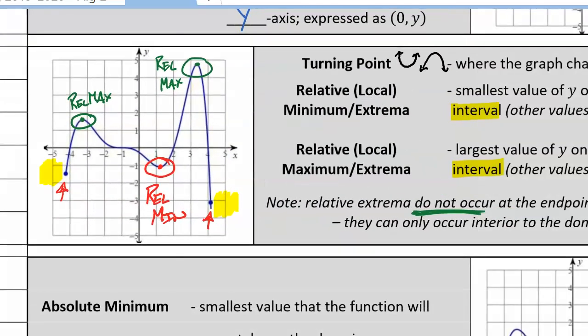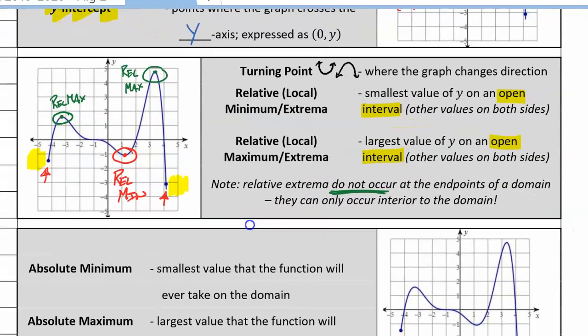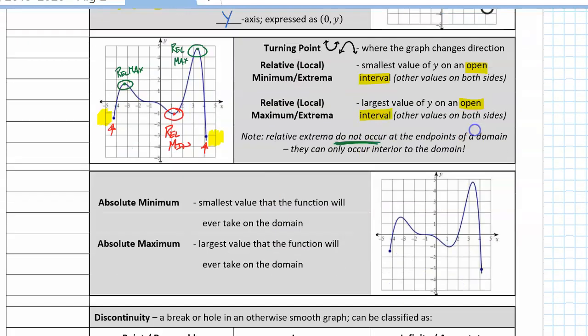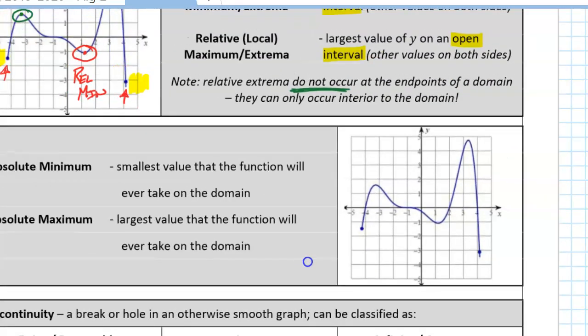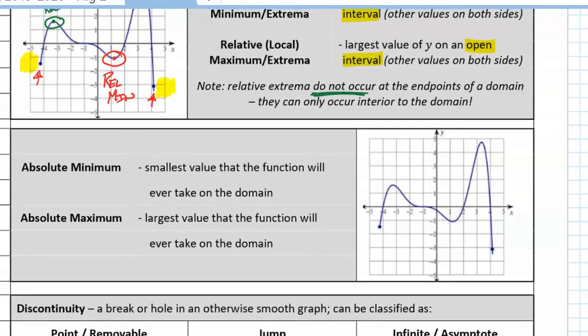Shows up on a couple test SAT questions trying to get you to mark those as relative mins when they are in fact not. Okay, they are points though, all right? So we do want to actually label them, and that actually goes down to the next 2 vocabulary terms: absolute min and absolute max.